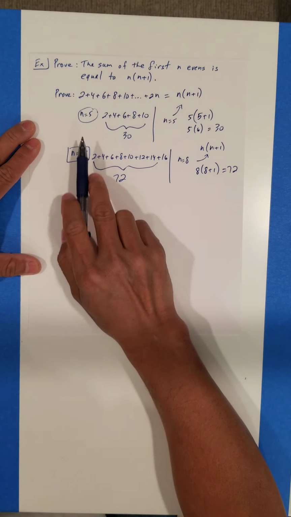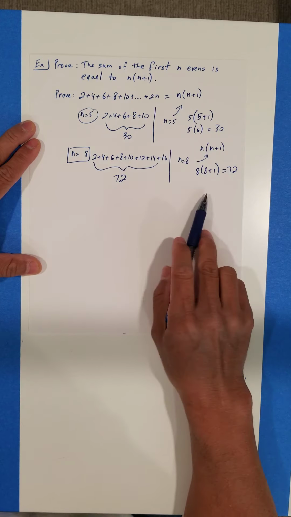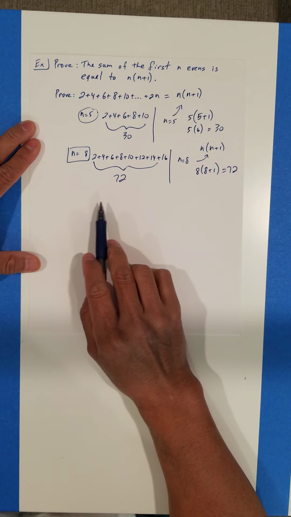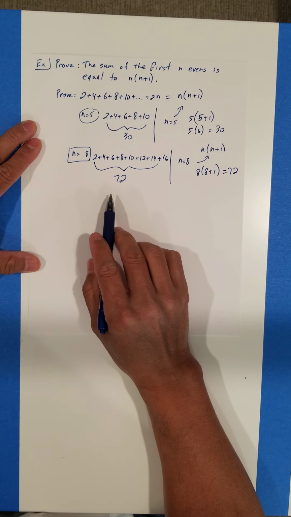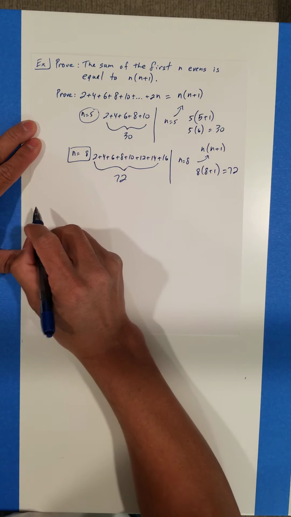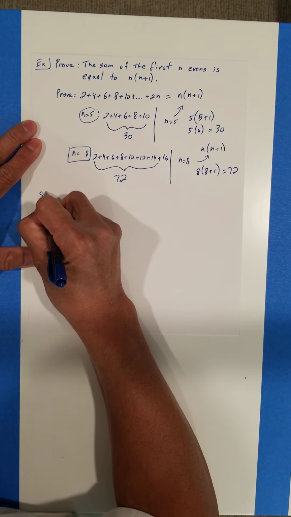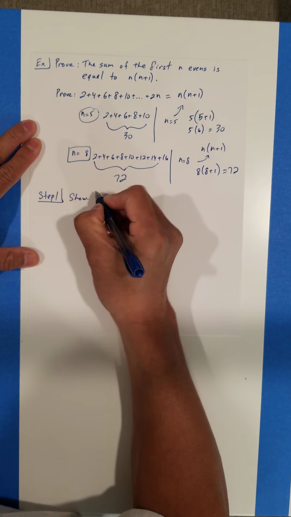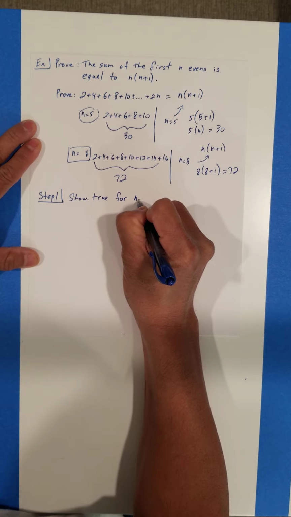Now, I just showed you that it works for n equals 5 and n equals 8. We can keep on doing this forever, but that would take a long time. So how do we know that this works every single time? This is where the induction comes in. All right, so step one, we have to write this out: show true for n equals 1.